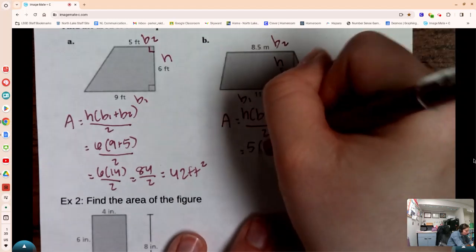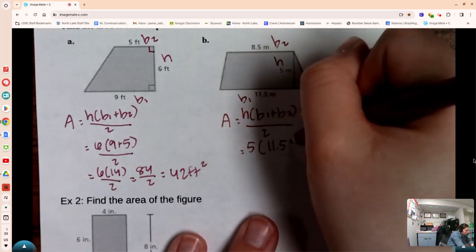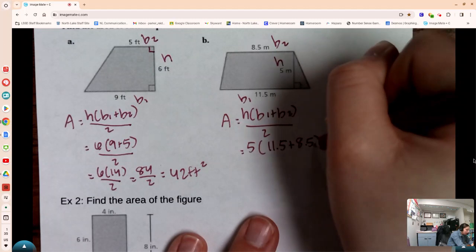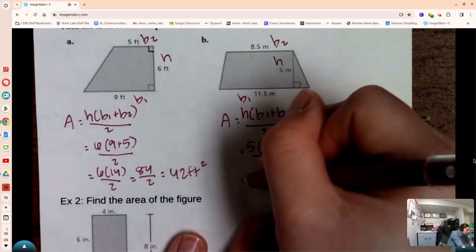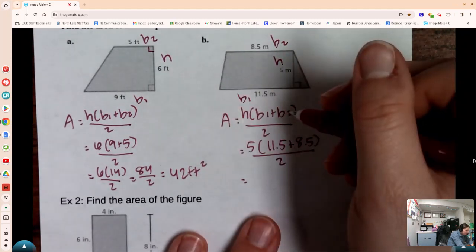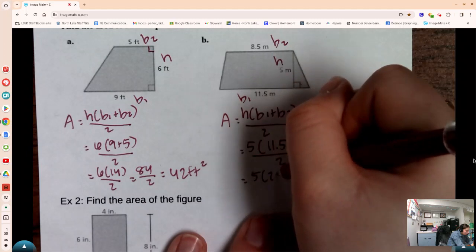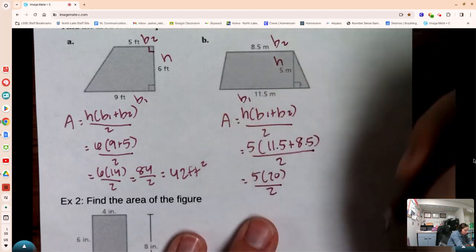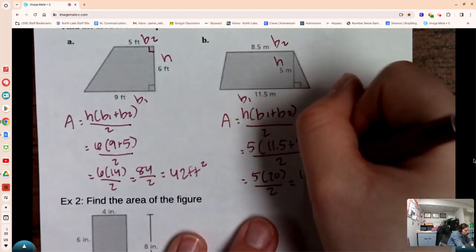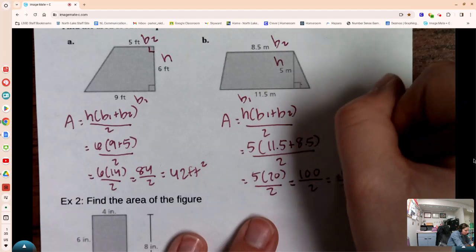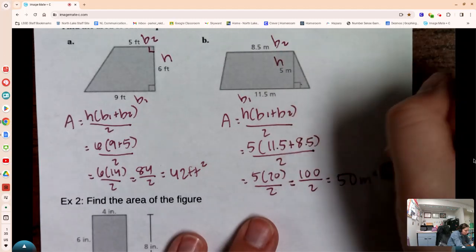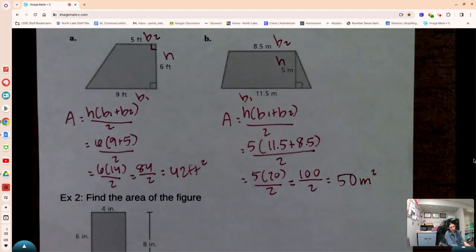Height is 5 times base 1, 11.5, plus base 2, 8.5, all divided by 2. 11.5 plus 8.5 is 20, because I do my grouping symbols first. 5 times 20 is 100, and 100 divided by 2 is 50. So 50 meters squared is the area of this trapezoid.